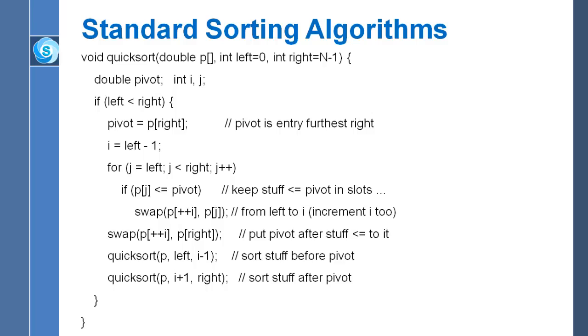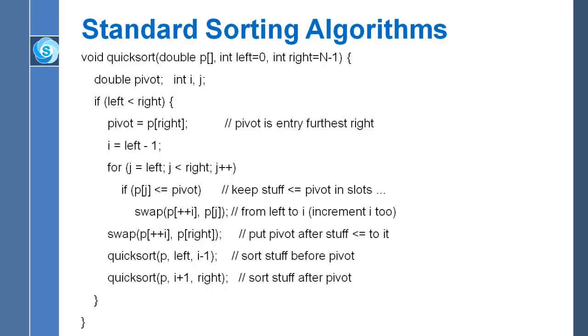Then comes a for loop for the purpose of scanning from left to right. The index j is used for that purpose. Anytime that P[j] is less than or equal to the pivot, we simply swap P[j] with P[++i]. So what does that mean?